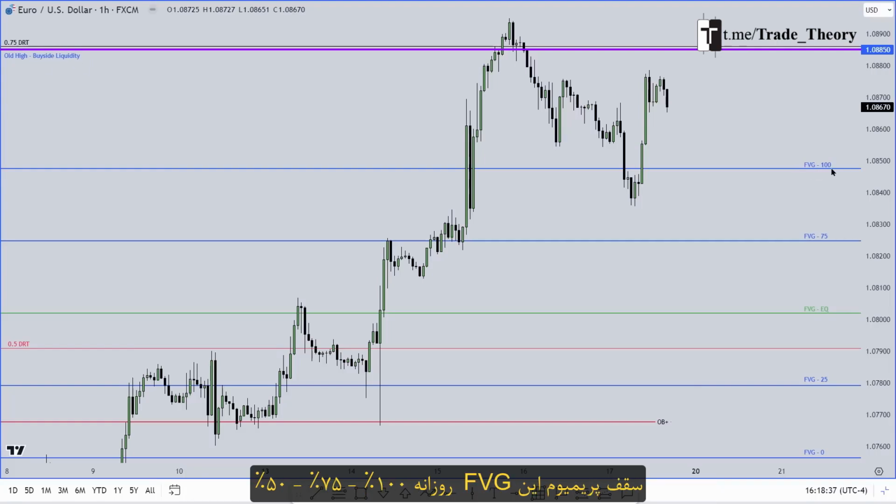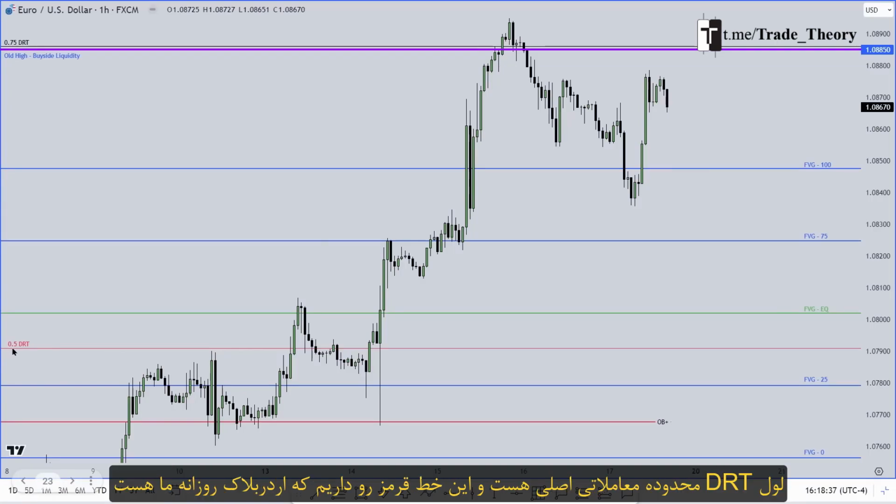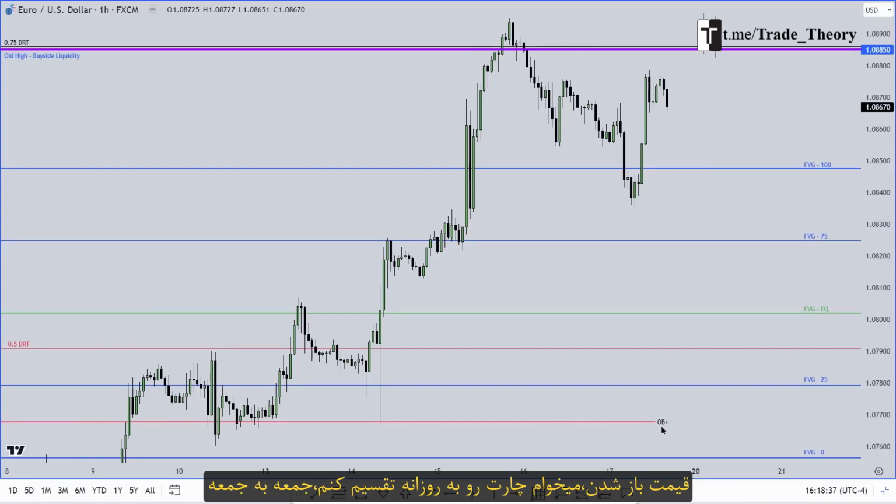We have the premium high of that daily fair value gap, so the 100%, we've got the 75%, the equilibrium at 50%, 25%, and the discount low of that daily fair value gap. This red line here is the equilibrium, the 0.5 DRT level of the parent dealing range. And then we have this red line here, which is our daily order block, the opening price.